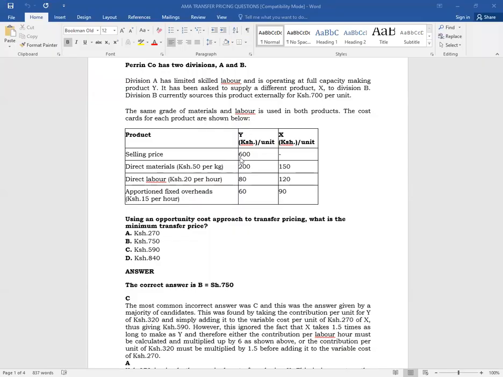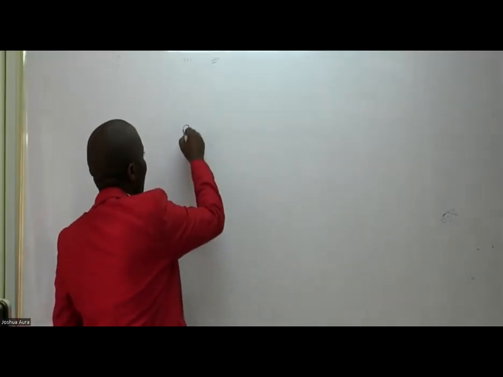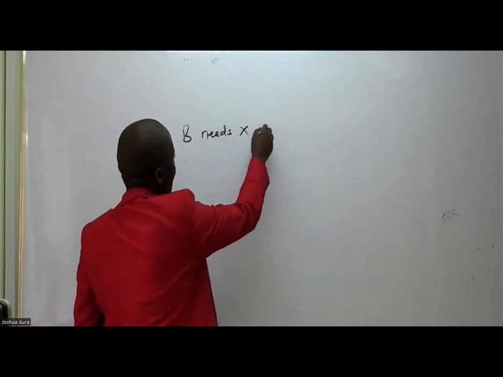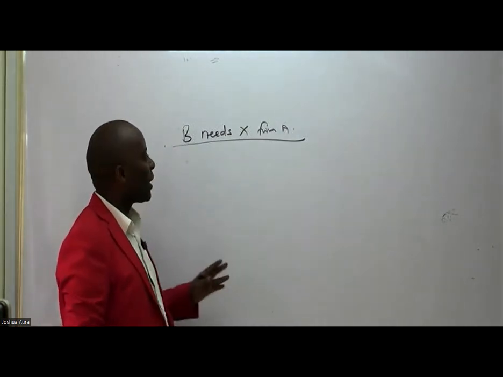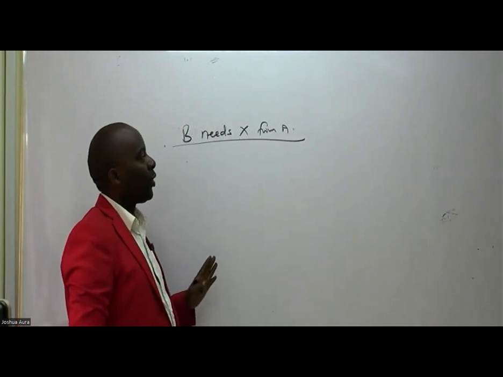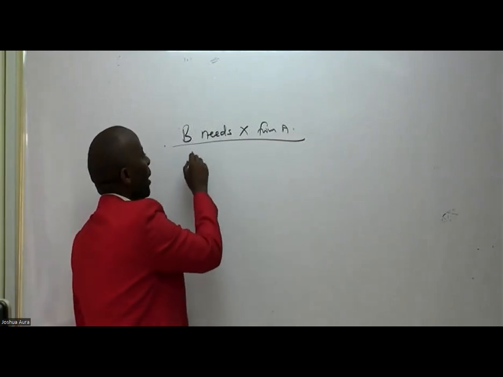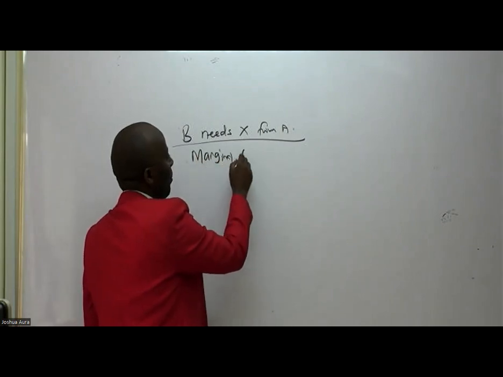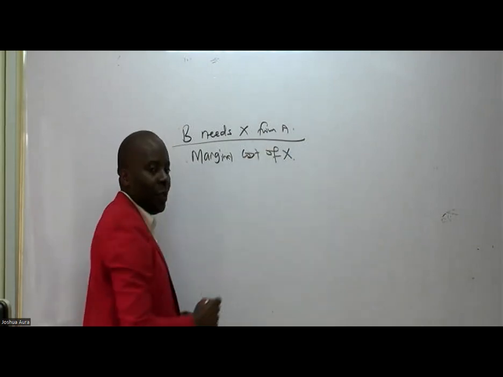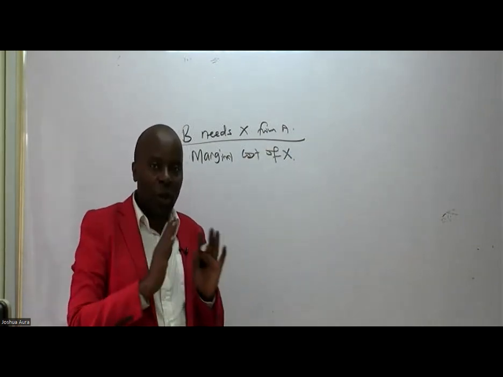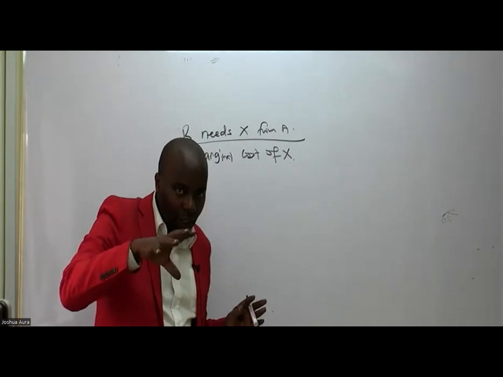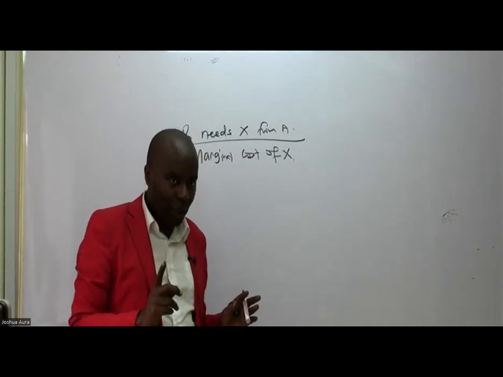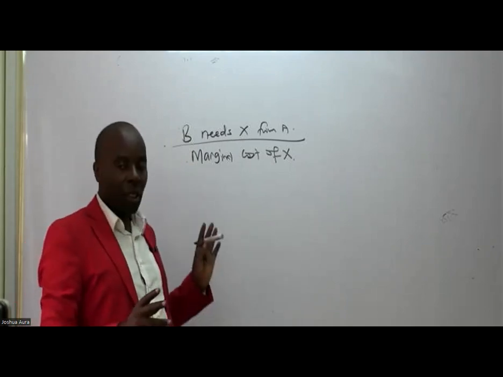So we have A and B. In this case, B has made a request. B needs X from A. So how much will X cost? The first thing that I'll do is calculate the marginal cost of X. This is not debatable. The marginal cost of X has to be given to me, because if I produce X for you and you don't meet the entire marginal cost of X, then I'll start making losses. This is not debatable at all.